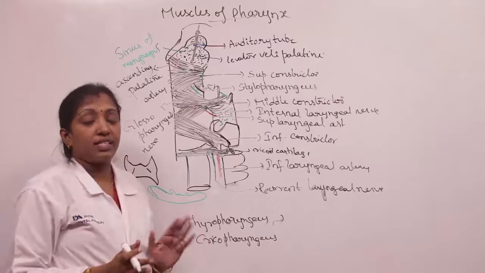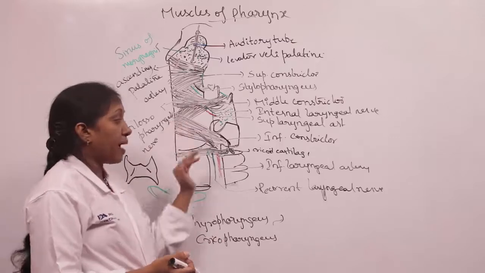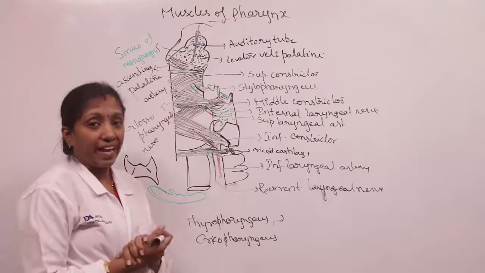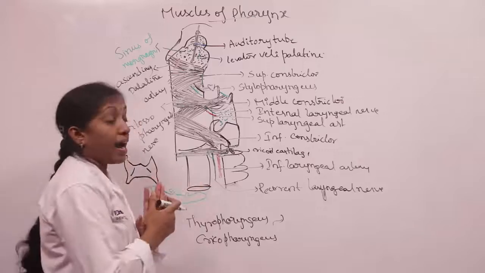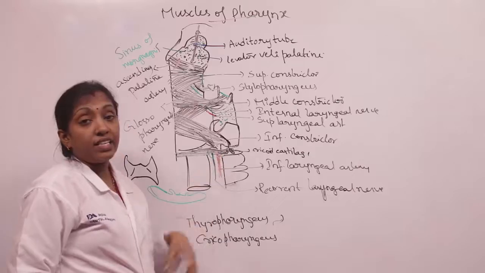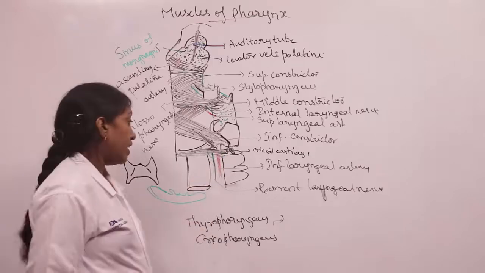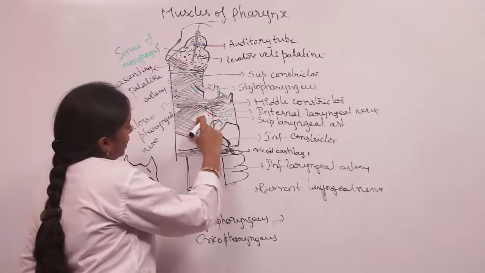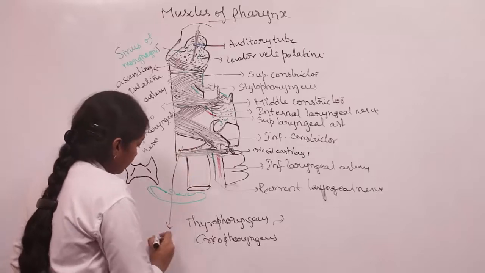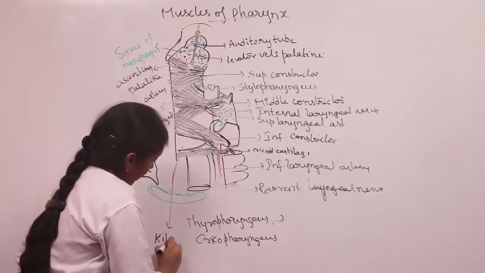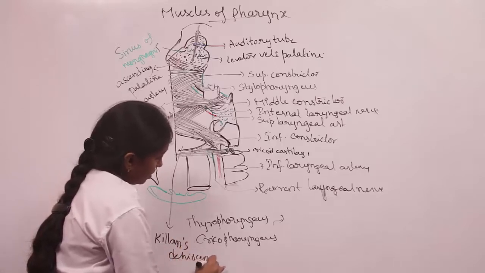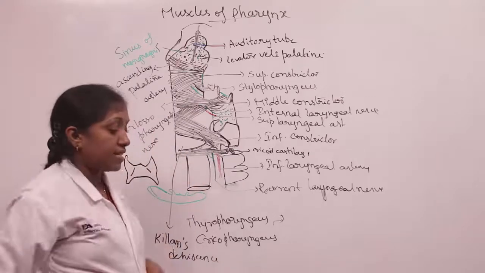So the inferior constrictor has two parts, the thyropharyngeal part and the cricopharyngeal part. The thyropharyngeal part arises from the oblique line of the thyroid cartilage, and the cricopharyngeal part arises from the anterior arch of the cricoid cartilage as well as the tendinous arch of the cricothyroid muscle. Here we can see that between the thyropharyngeus part and cricopharyngeus part, one weak area is present. We call this space Killen's dehiscence.